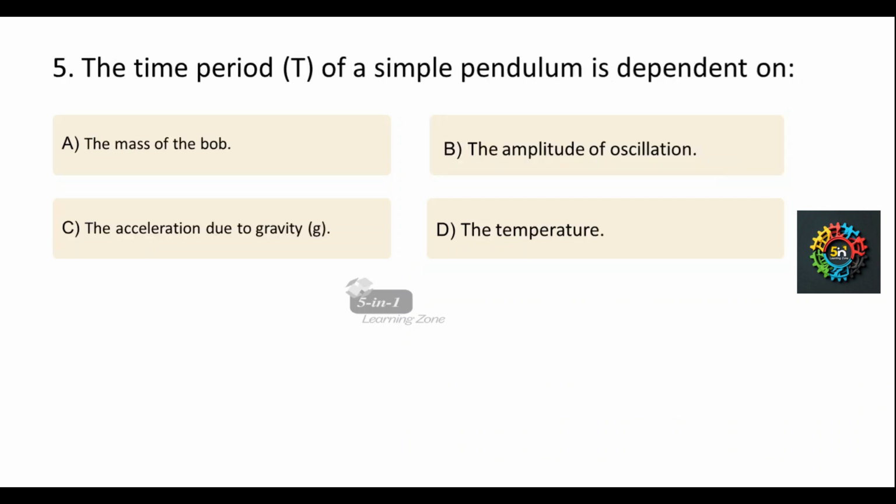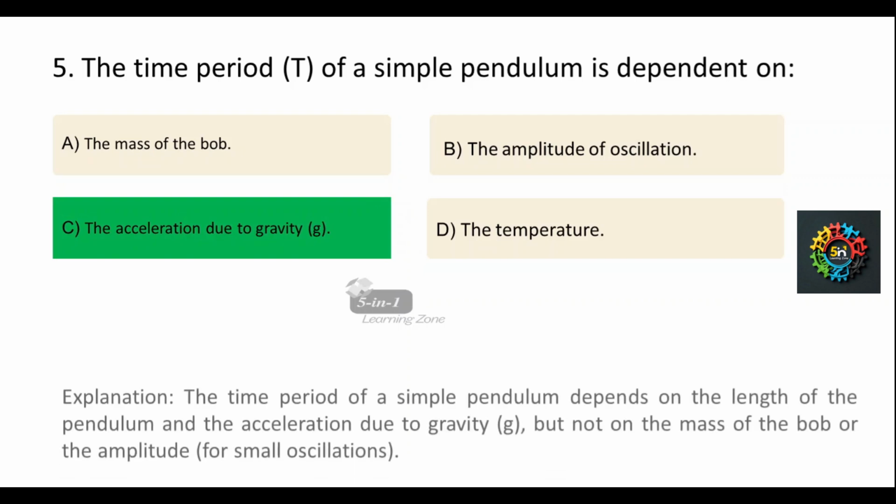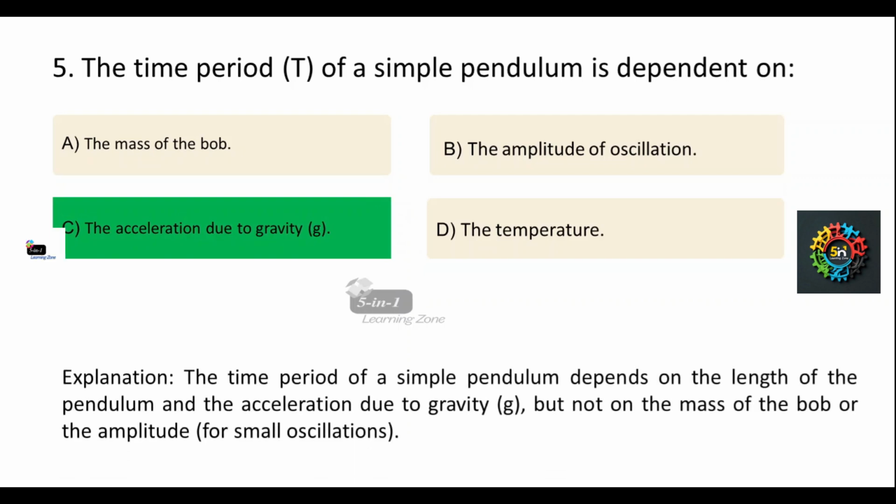5. The time period, T, of a simple pendulum is dependent on. Answer. C. The acceleration due to gravity, g. Explanation. The time period of a simple pendulum depends on the length of the pendulum and the acceleration due to gravity, g, but not on the mass of the bob or the amplitude for small oscillations.